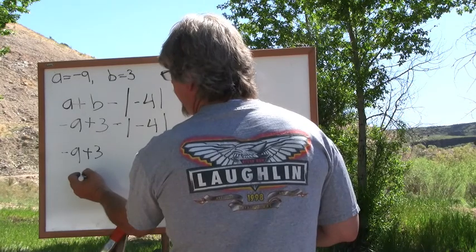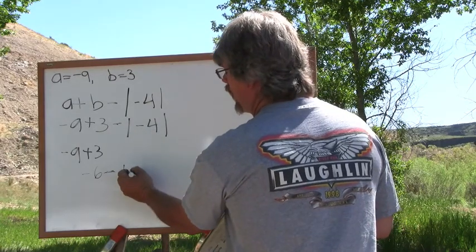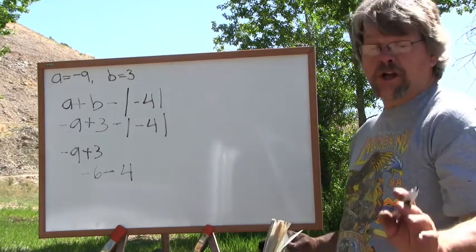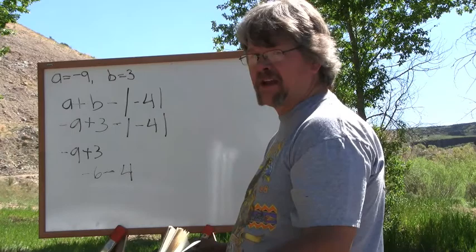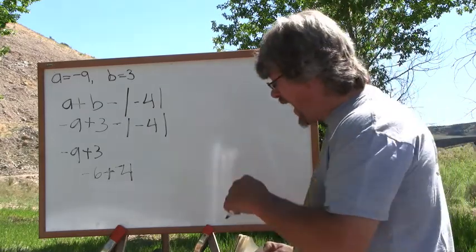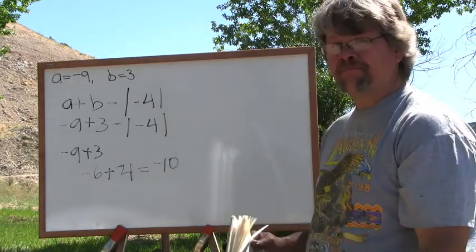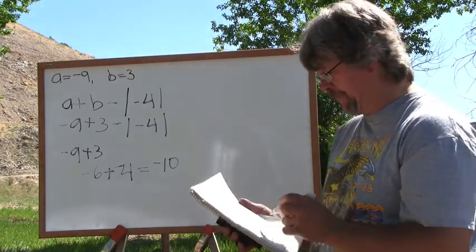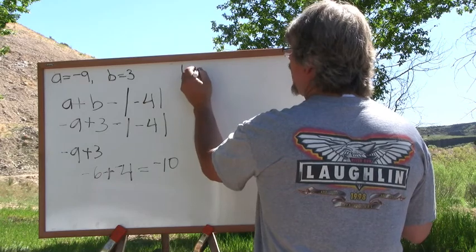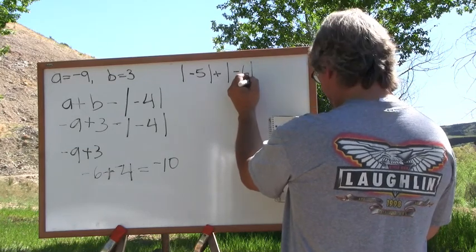Negative 9 plus 3 is negative 6 minus the absolute value of negative 4, which is simply 4. So we end up with negative 6 minus 4. And we can always turn subtraction into addition. This is the nice thing about algebra with the integers. We can make that negative 6 plus another negative 4. This simply equals negative 10. Not that tough, is it, you guys? Kind of easy.